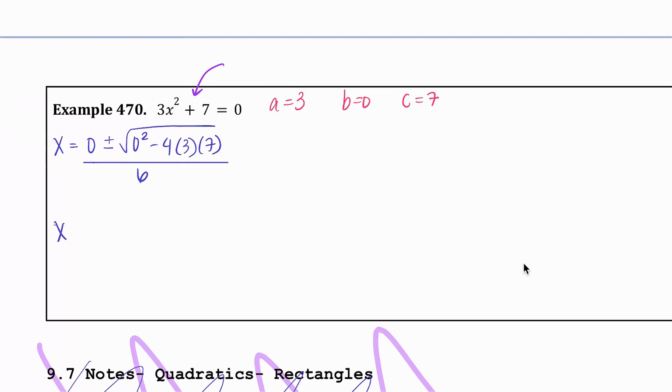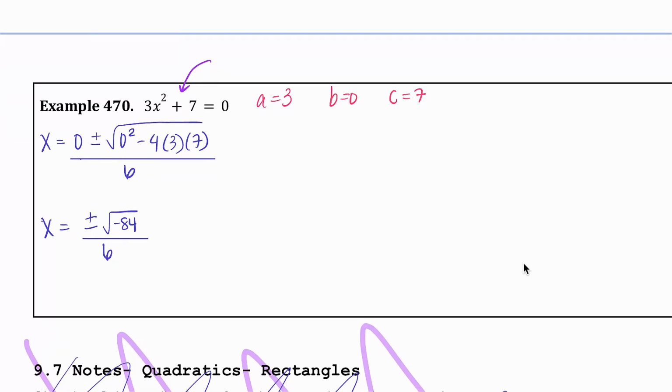Okay, so if we simplify, we get x equals 0, or I'm not even going to write that, just plus or minus the square root of negative 84 divided by 6. Okay, similar to the square root of negative 48 like we did a little bit ago, let's come over here to the side and simplify the square root of 84. I'm going to write this as the square root of 84 times negative 1. Just go ahead and stick an i out there because we know the square root of negative 1 is i.